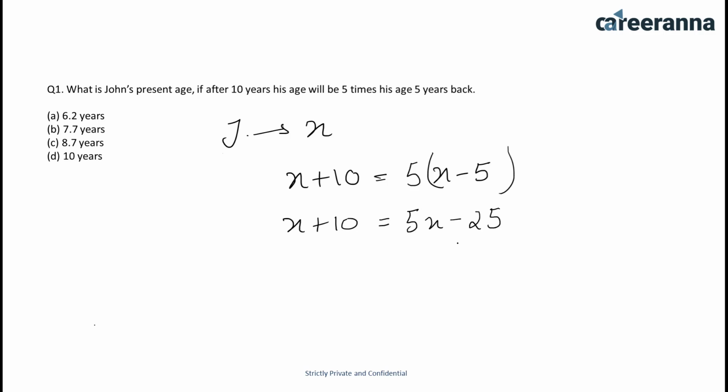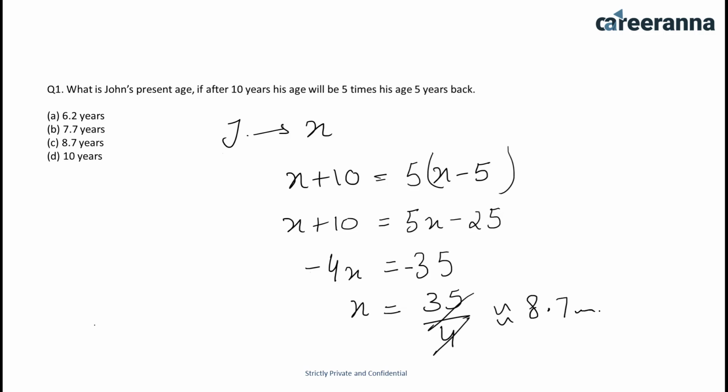Okay, so x minus 5x is going to be minus 4x is equal to, it will become negative 35, the negative sign gets cancelled out and we get the value of x is going to be 35 by 4. If you divide it, you will get an approximate value of 8.7 something. If we see, option C is the correct option.